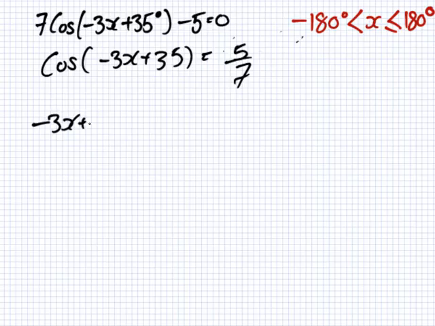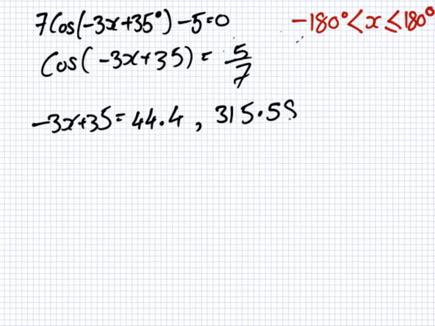Minus 3x plus 35 equals 44.4. And then the second answer is 315.58. So I think I'll just add in an extra decimal point there. Right. Listen. So that's the first two answers. Now we need to have how many answers altogether? 6. So there's 4 answers missing. So what we'll do is we'll add 360 to these two answers.